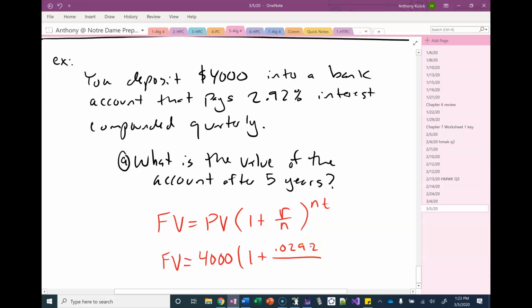And then n is the number of compounds per year. What is the value for n here? 4. How did you get 4? Because it says quarterly. If I chop something into quarters, it's into 4 pieces. So n is 4. And then t is time in years. So what should our value of t be? 5. Everybody okay here? Okay.